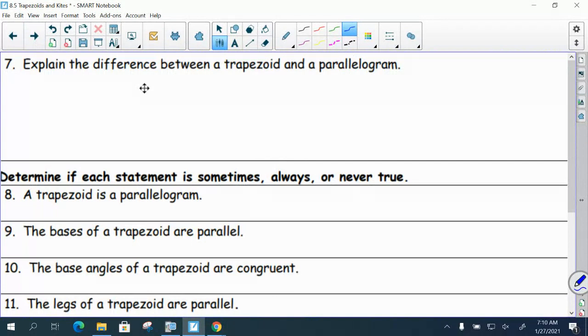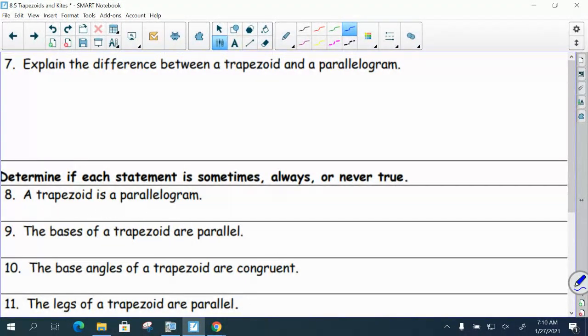And then explain the difference between a trapezoid and a parallelogram. Well, a trapezoid can only have one pair of parallel sides, but a parallelogram has to have 2 pairs of parallel sides. So that's the difference. And then determine if each statement is sometimes, always, or never true. Trapezoid is a parallelogram.